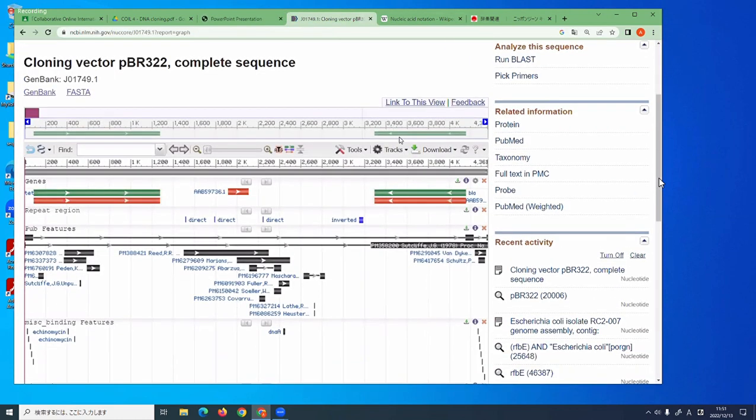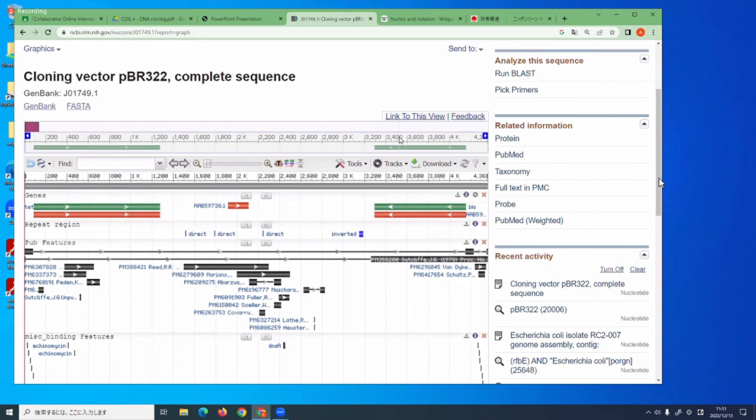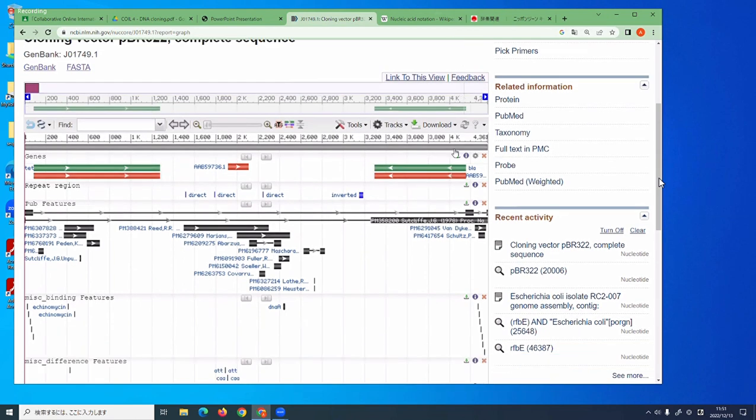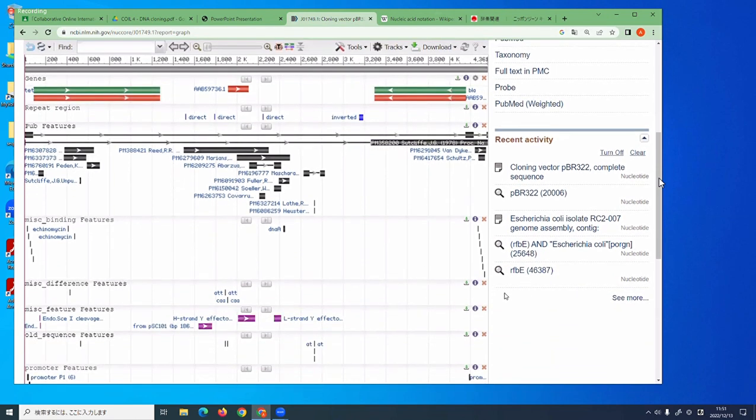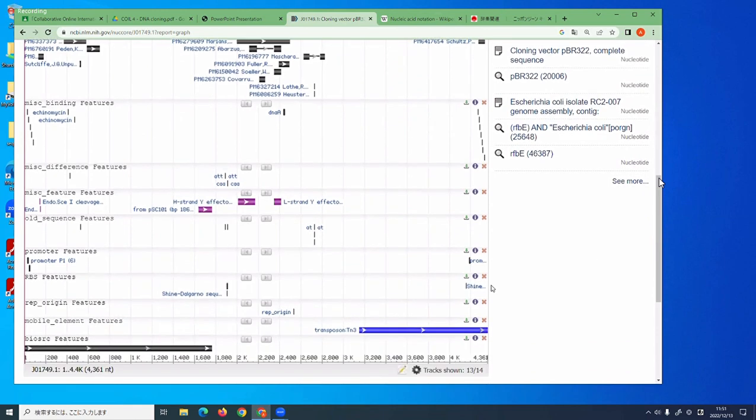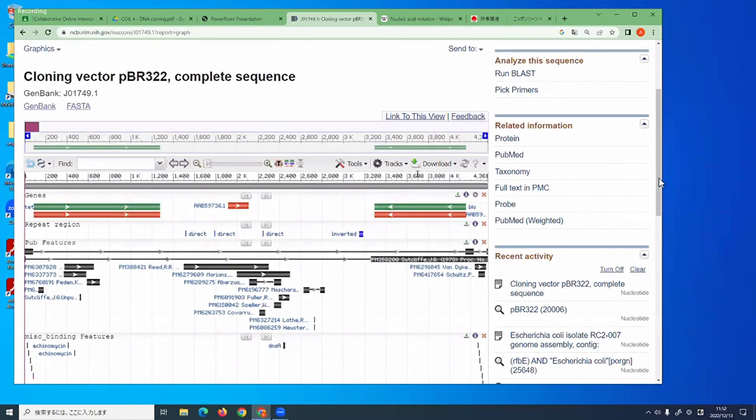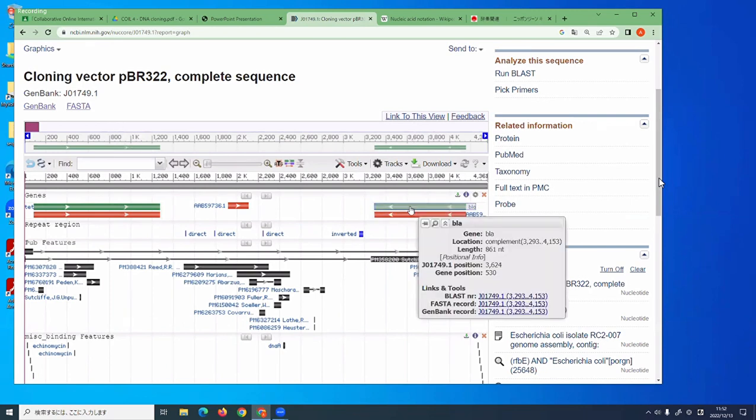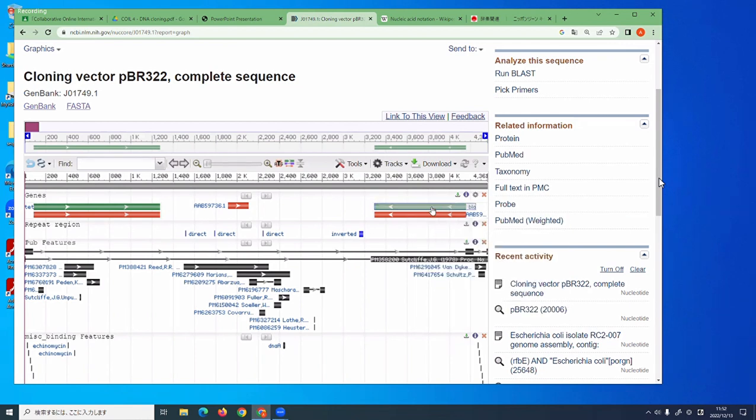As you can observe here, years ago we didn't have this feature in GenBank. This is very easy to visualize. I wish that I had this feature when I was a student, but now it's a lot easier. First of all, these are the two genes that we can see here. If you put your mouse over here, that's BLA, which means beta-lactamase. You can click on the BLAST record and so on. It will bring you to the BLAST comparison for other genes. And then tetracycline is over here.